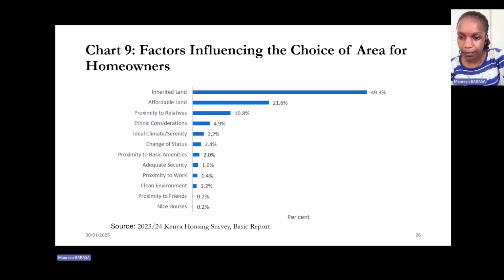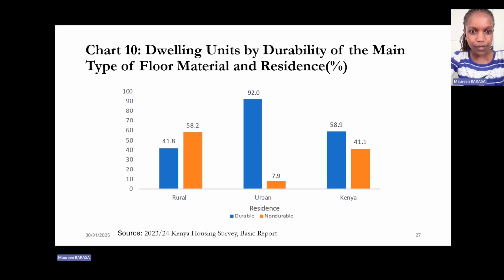Next is dwelling units by durability of the main type of material. So these are just the amenities. For this, we'll just be showing the dwelling units by durability. Yes, we have floor, we have walls, and we also have roofing. So for the main type of floor material, we're looking at powder all the way to cement and tiles.